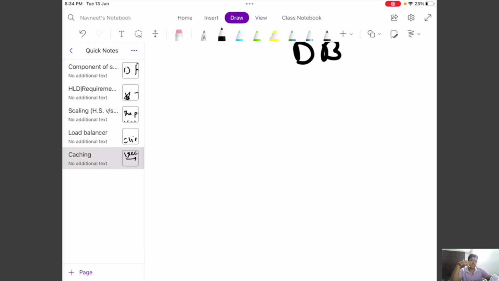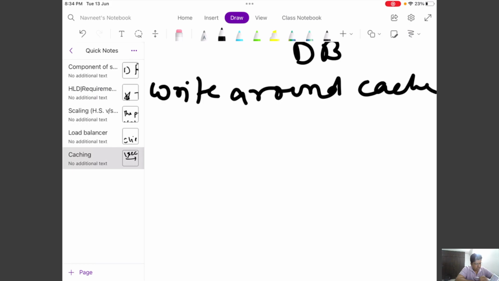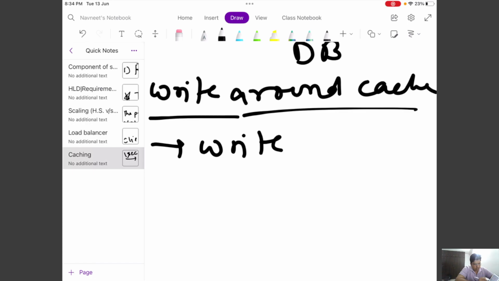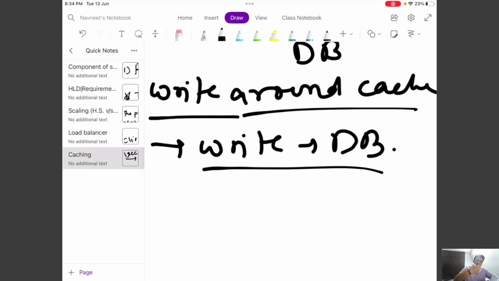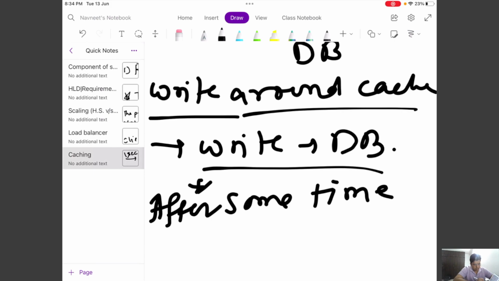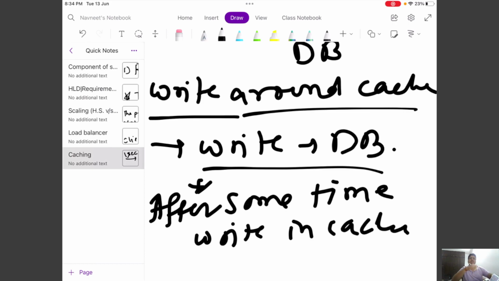Then there is write around cache. When I say write around cache, what will happen is we will write in the db only. After some time, write in cache. We don't know when we are going to write, but we will write. So that is called write around cache.